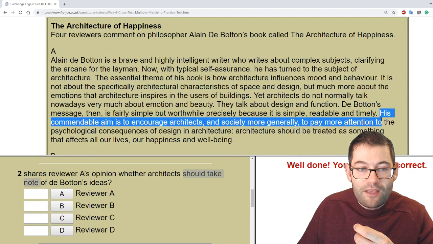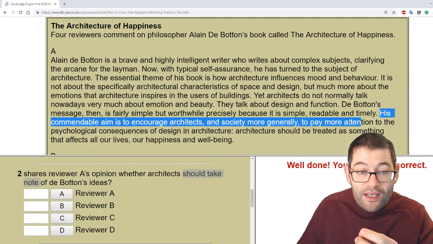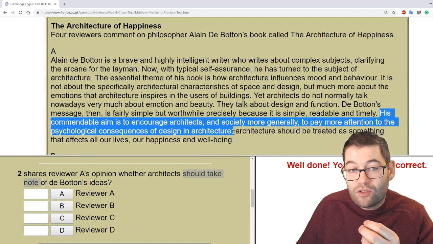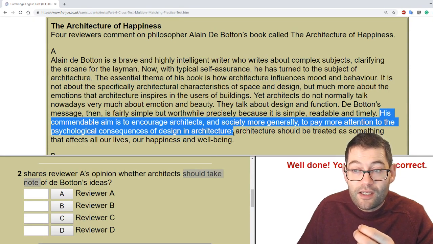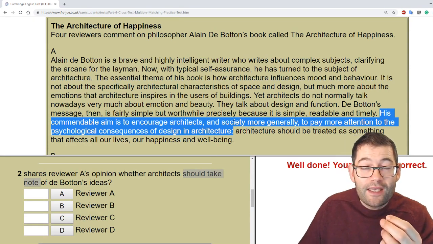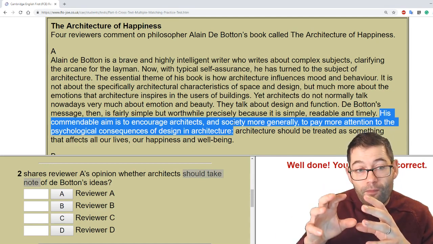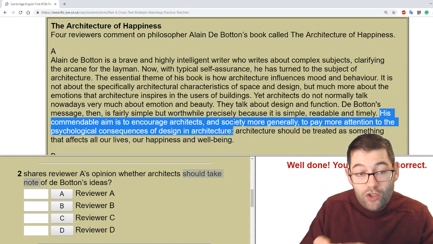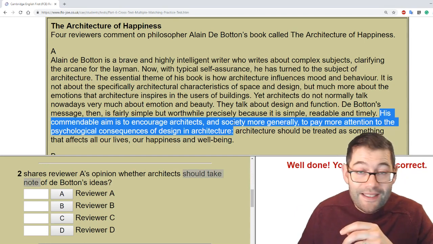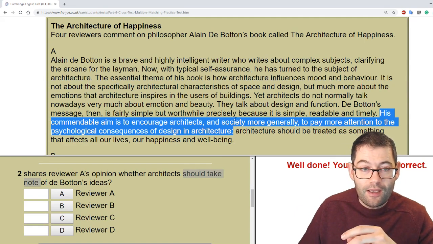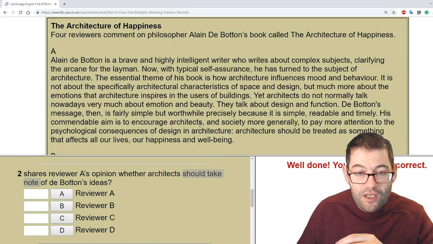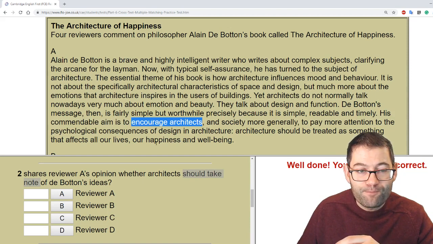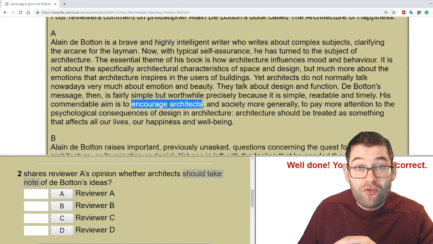His commendable aim is to encourage architects and society more generally to pay more attention to the psychological consequences of design in architecture. So here, what A is saying is that architects should pay attention to what he's saying, particularly, and we can see here, is to encourage architects. So let's see if we can find a text which agrees with this.